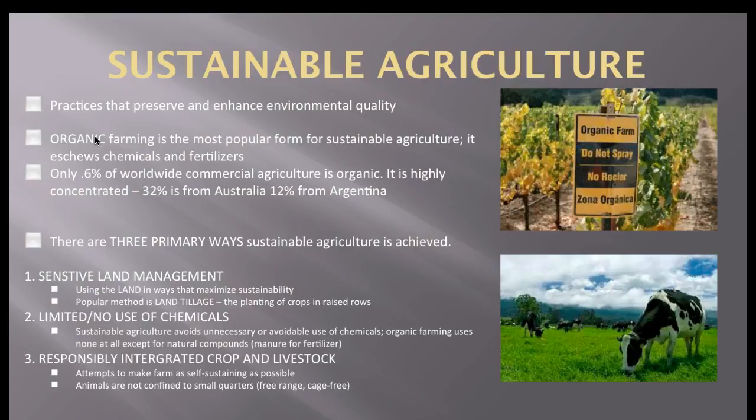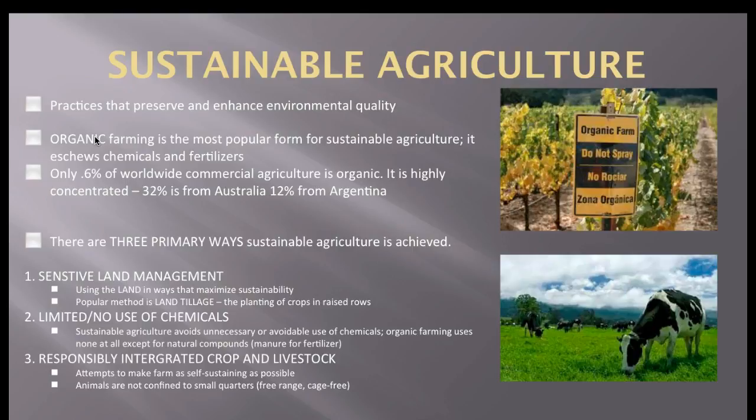Only 0.6% of all worldwide commercial agriculture is organic. That's a very, very small amount. However, it is highly concentrated in Australia and Argentina. So Australia makes up 32% of all organics in the world, and Argentina surprisingly makes up 12%.